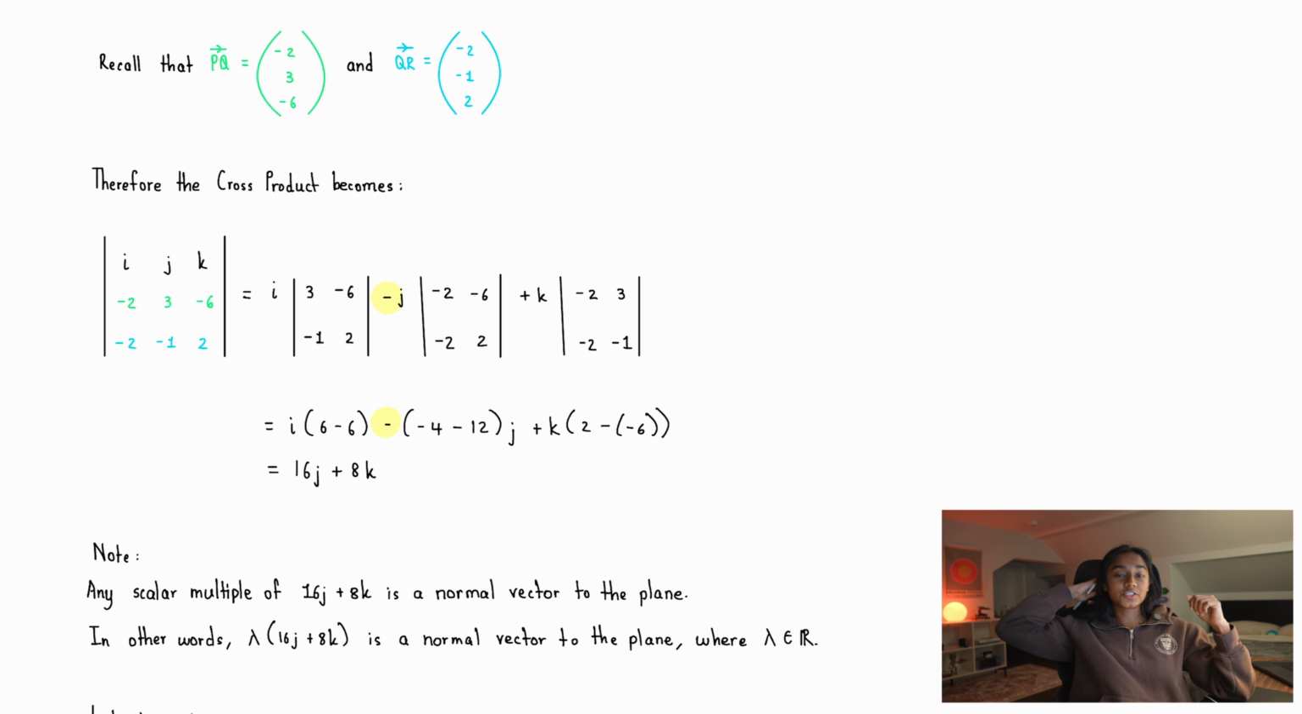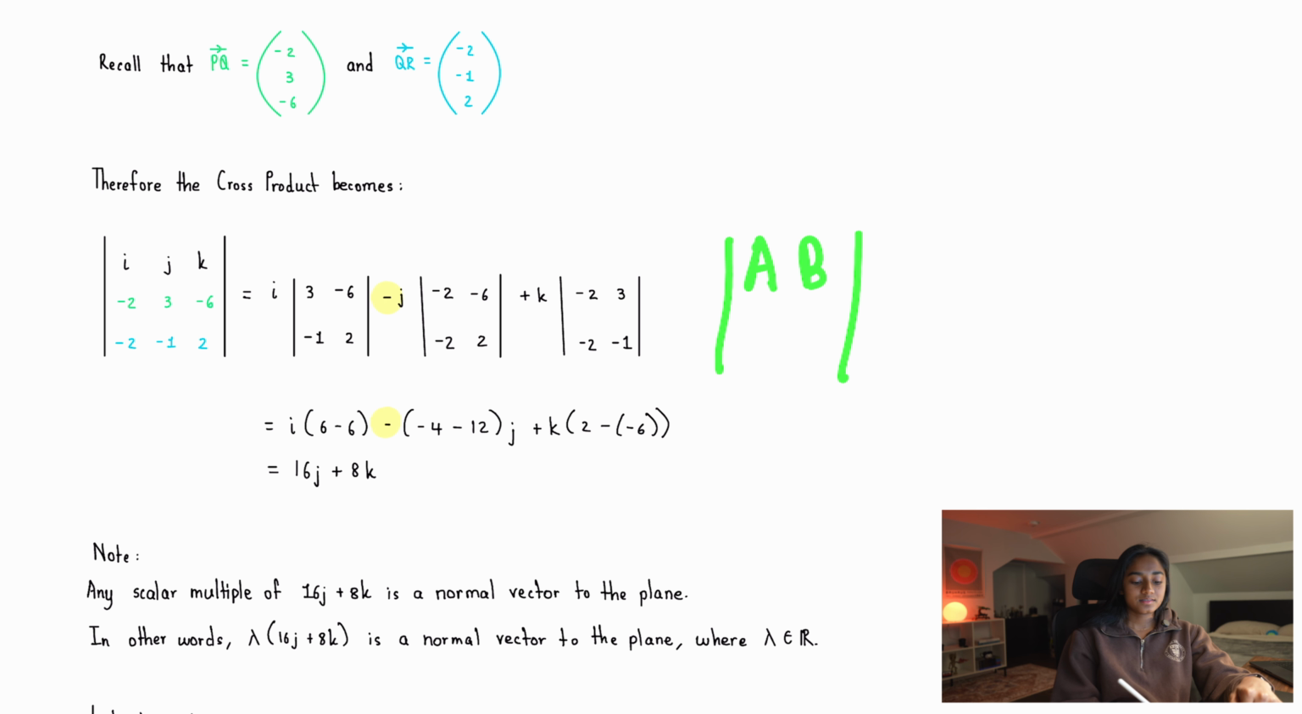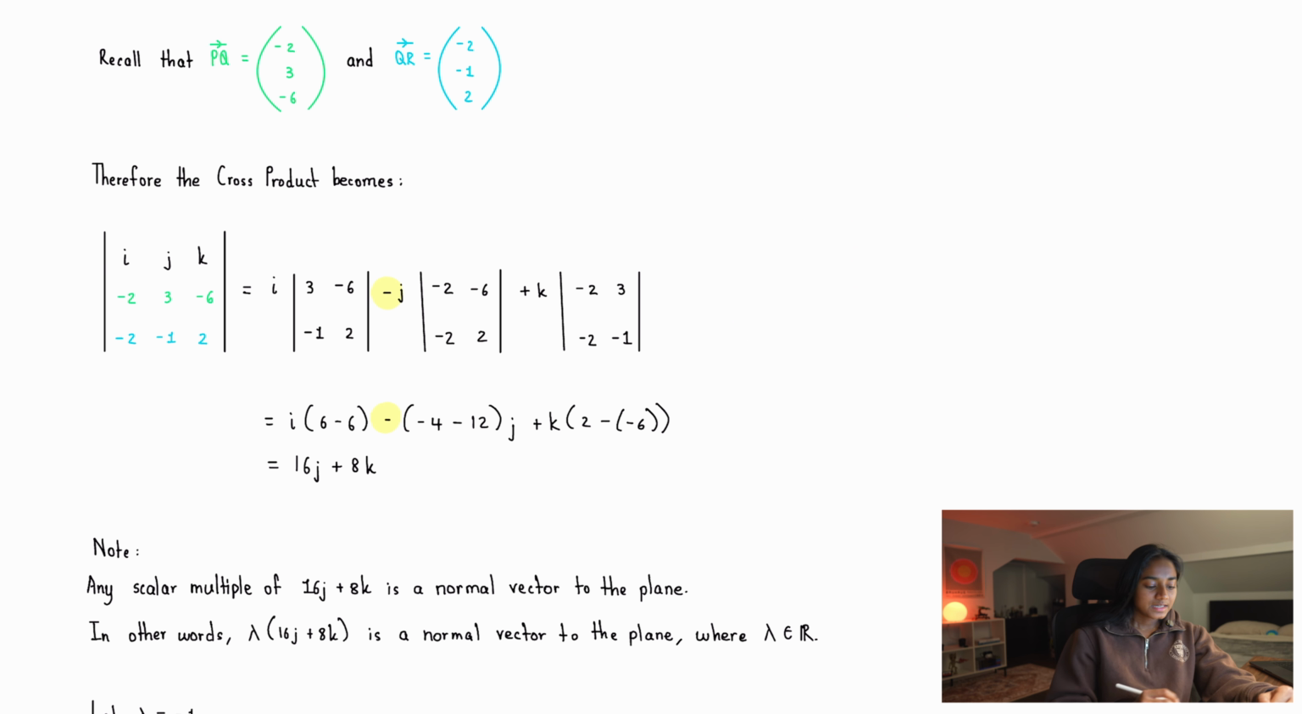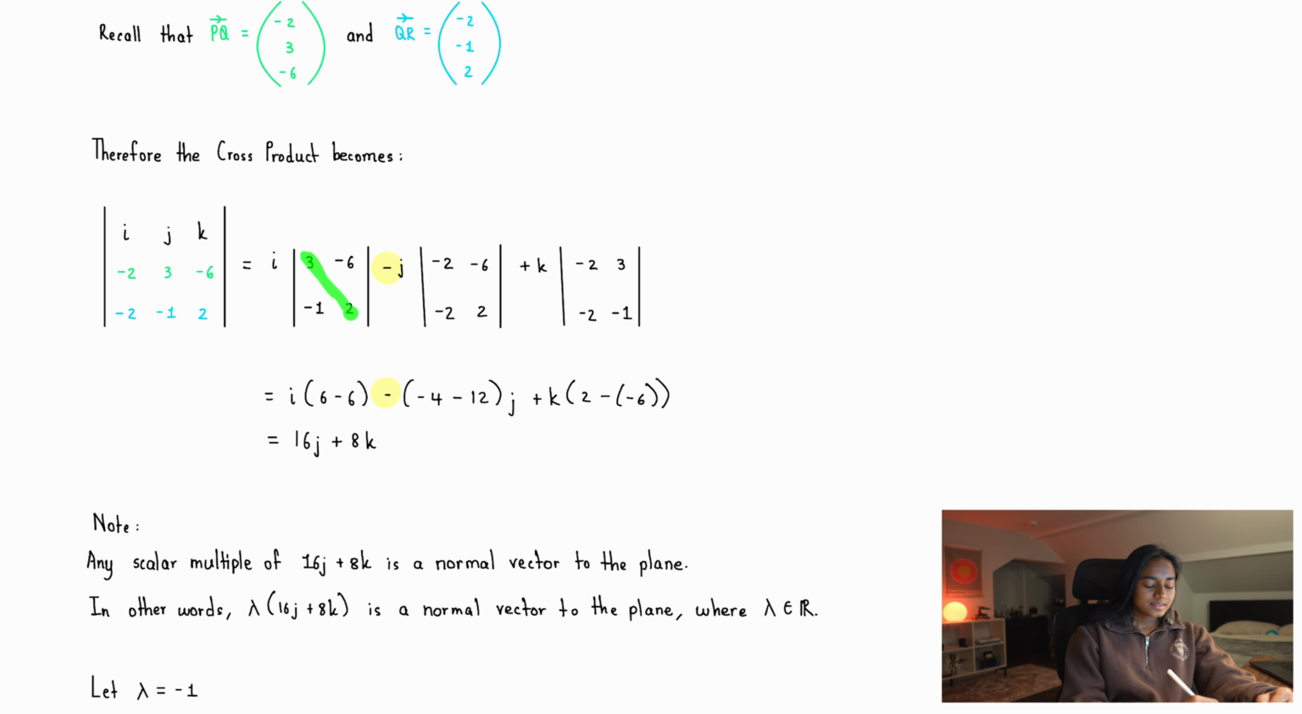Now the big question is, how do we actually simplify these? For a 2x2 with A, B, C, D, it is equal to AD minus BC. Technically, you are crossing them: we multiply these two, and then we subtract them. So let's do this now. 3 multiplied by 2 is 6. Minus 1 multiplied by minus 6 is also 6. So 6 minus 6 will be 0.